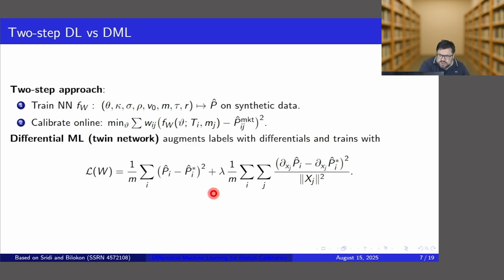Where the second term over here penalizes deviation of network gradients from ground truth gradients, and the lambda over here controls the weight of the differential penalty. Intuitively, training in differentials regularizes the function class. The network class is encouraged not only to fit values, but also to respect the local derivative structure of the true pricer. This yields smoother and more physically consistent approximations, which improves generalization dramatically, especially in low data regimes.